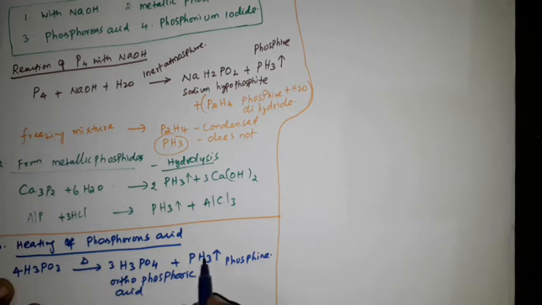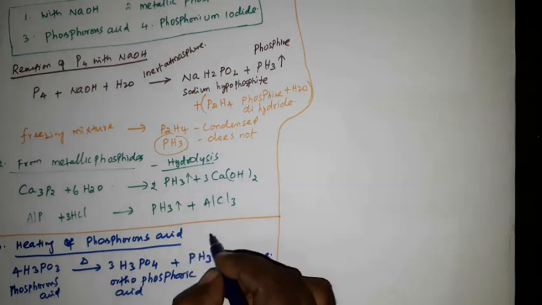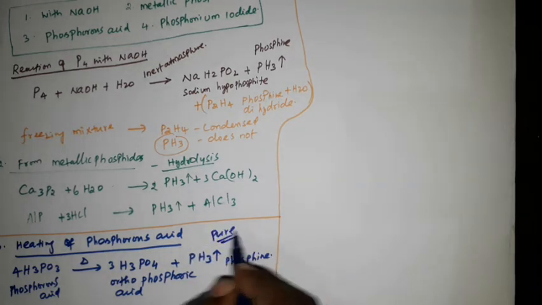Here also, 4 phosphorus, here 4 phosphorus. So for the heating of phosphorus acid, we will get orthophosphoric acid and phosphine. So this is very pure phosphine. Okay.